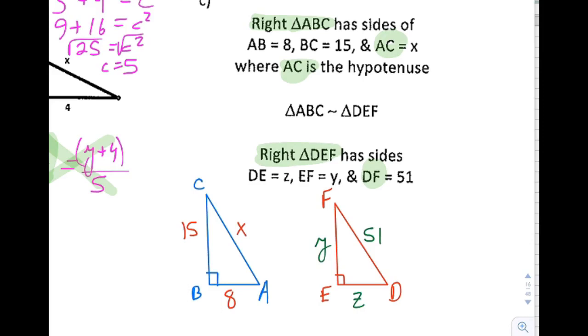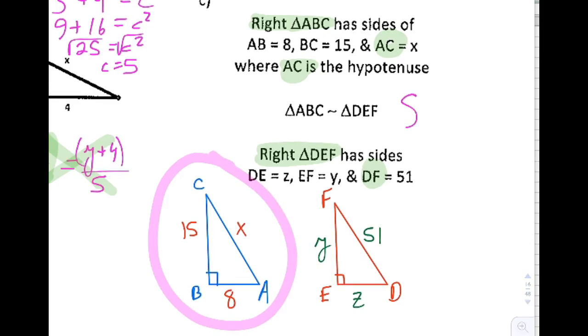You'll notice that there is no pair of sides that match up. 15 and Y, those aren't both numbers. X and 51, those aren't both numbers. 8 and Z, those are not both numbers. So we're going to have to figure something out. This has the most information, so I can use Pythagorean theorem to go 8 squared plus 15 squared, and then I'll try to find the hypotenuse.